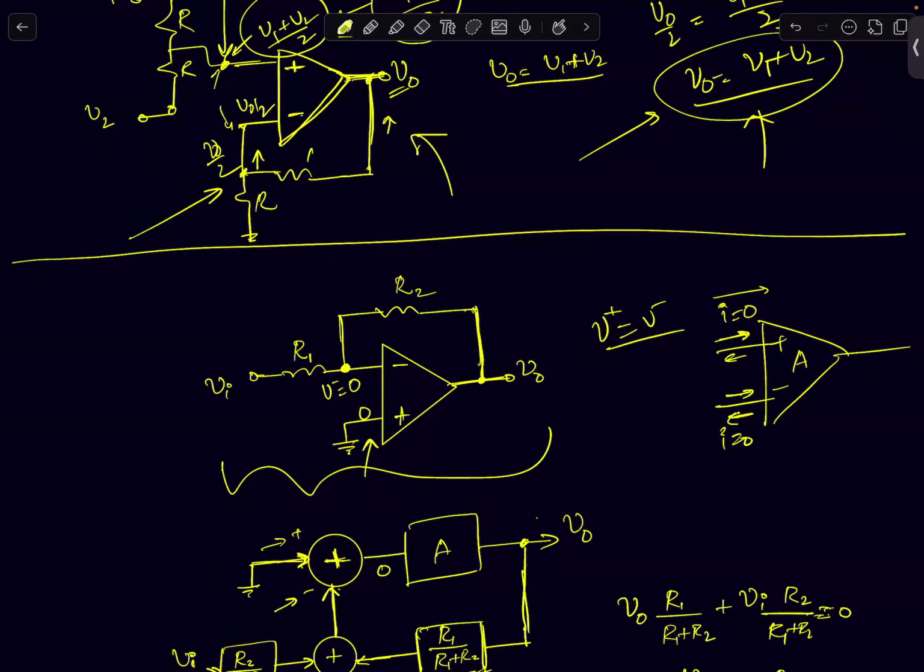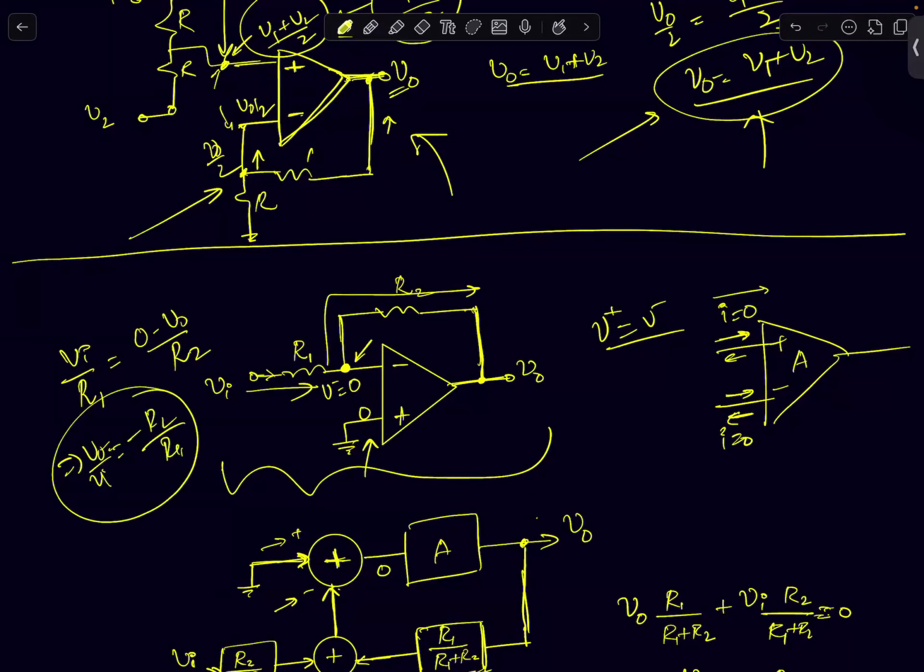So if we use that result, all the current that flows in this resistor at this point has to flow through the resistor R2. That's it. You just equate the two currents and you have your answer. So that's like applying KCL, Kirchhoff's current law, at this node. So Vi by R1 should be equal to 0 minus V naught by R2. And you end up getting V naught by Vi equals minus of R2 by R1.